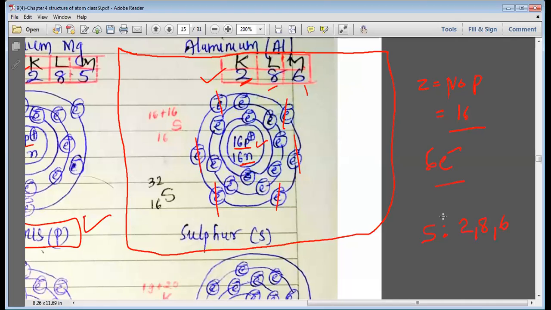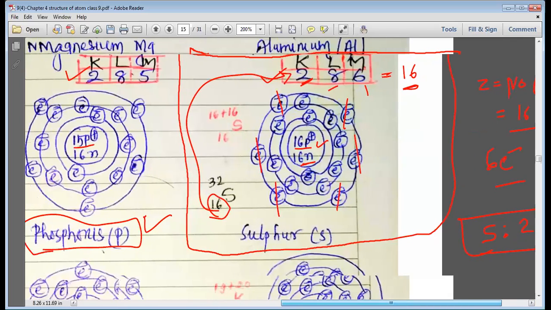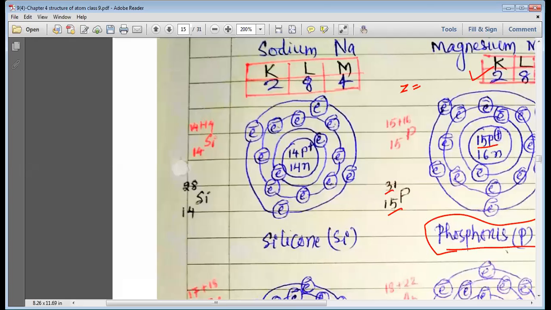2, 8, 6. My dear students, please remember that this electronic configuration is related to its atomic number, and when you add this number of electrons, this number of electrons will always be equal to the atomic number of the element. So this is how, my dear students, we study about the structure of the element named sulfur.